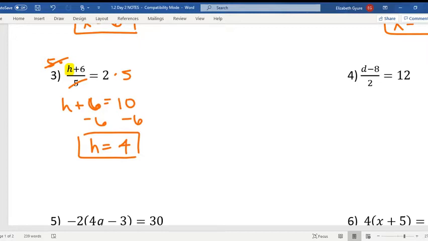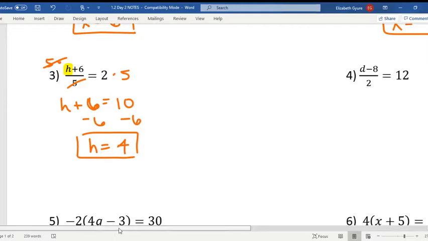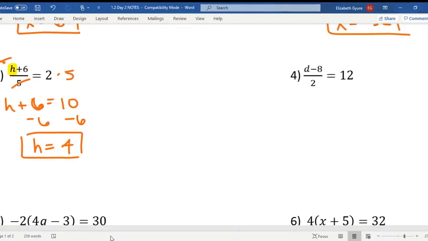That's okay. That's why we're doing it now, right? Okay, so we're going to try it one more time because, again, I know these ones are a little trickier. So take a look at number 4. You have d minus 8 over 2 equals 12.